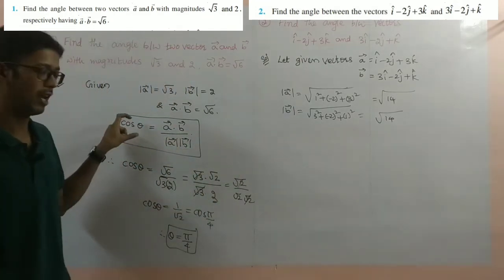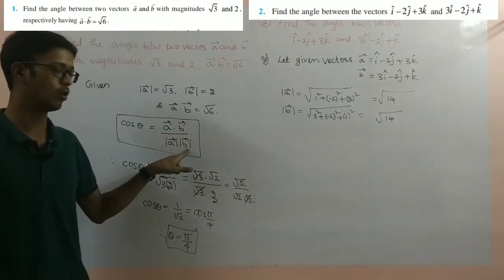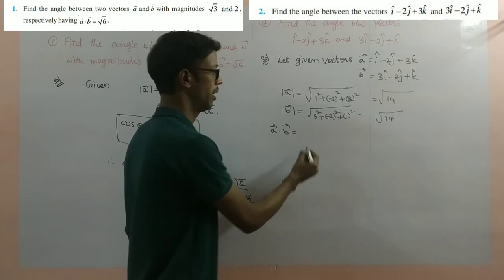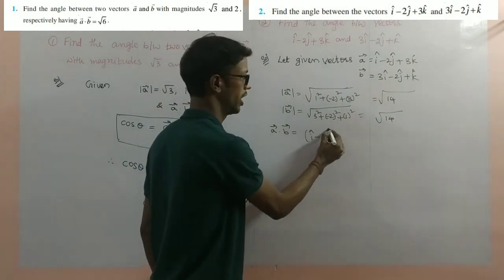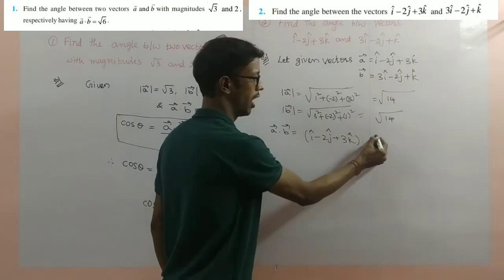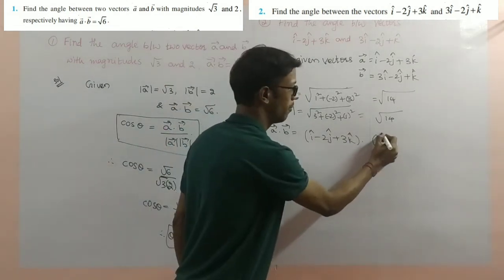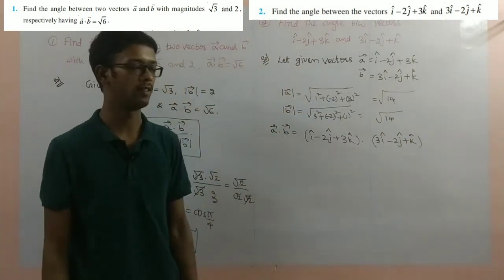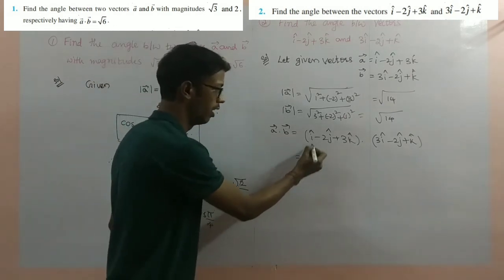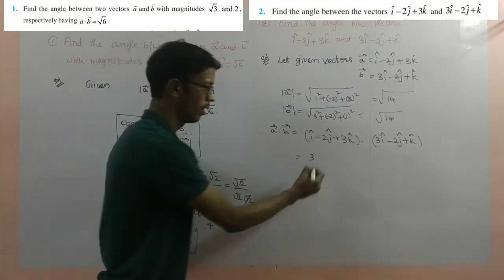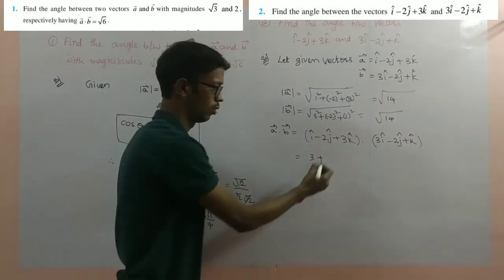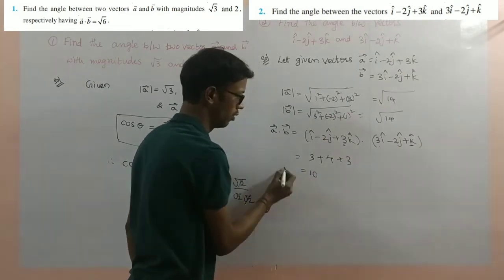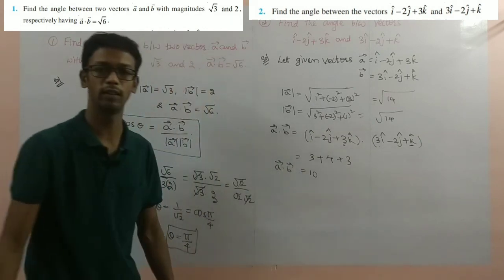The formula is the same: A bar dot B bar by magnitude of A bar into magnitude of B bar. So now we have to find the A bar dot B bar value. What is the A bar dot B bar value? i cap minus 2j cap plus 3k cap dot product 3i cap minus 2j cap plus k cap. Both are in component form, and component form multiplication was already explained. 1 into 3 is 3, plus minus 2 into minus 2 is 4, plus 3 into 1 is 3. This value is 10. A bar dot B bar value is 10.